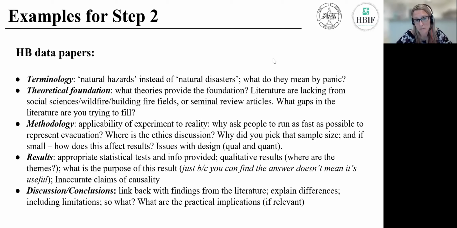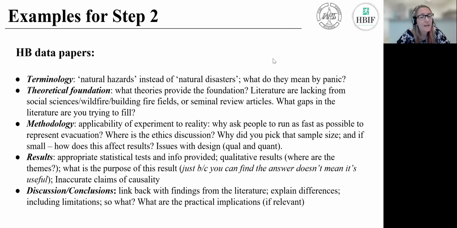In the results, I will pick up on things like, are these the appropriate statistical tests to use? What about qualitative results? Where are the themes? A lot of times authors may say that they're using qualitative methods, but then the results don't reflect that. And then what is the purpose of this result? Just because you can use your data in a way and provide this result, does that actually provide an answer to your research questions, right? Just because you can find the answer doesn't mean it's useful. And then inaccurate claims of causality, if they do that.